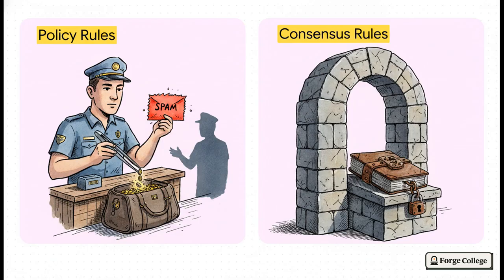Consensus rules, on the other hand, are the immutable laws of the network, things like block weight limits and the rules for permanent ledger acceptance. So you can pass the consensus laws perfectly, but still get rejected by a local node's custom policy.